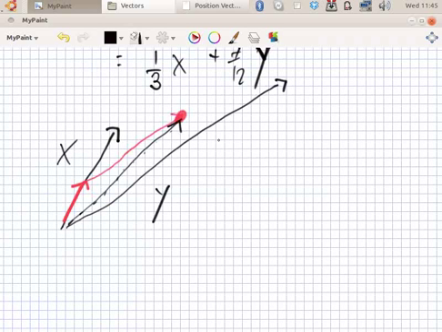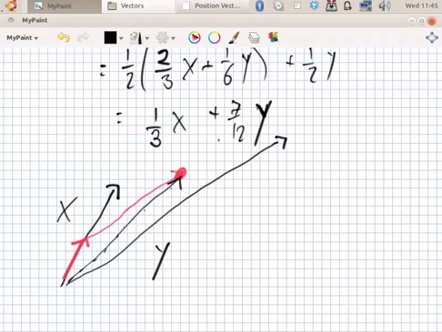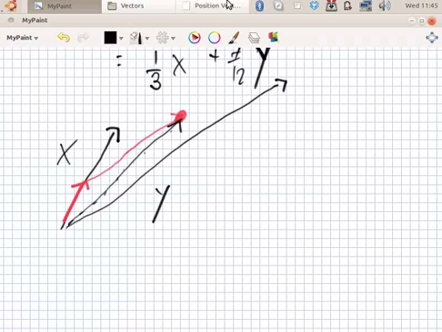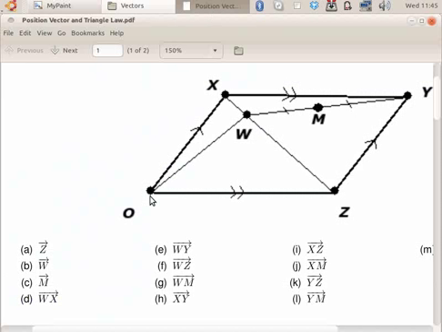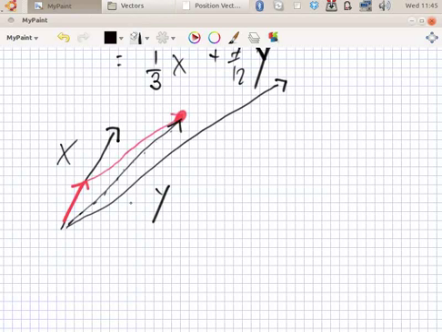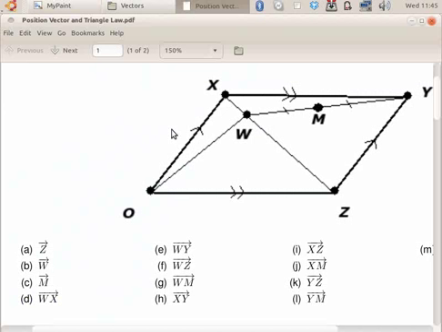which I'm saying is exactly the same as the m. So let's have a look. See, there's the m there. Of course, it'd be nice if I could write on this, but I just want you to see that a third of x plus about half of a y would get you from O to m as well.